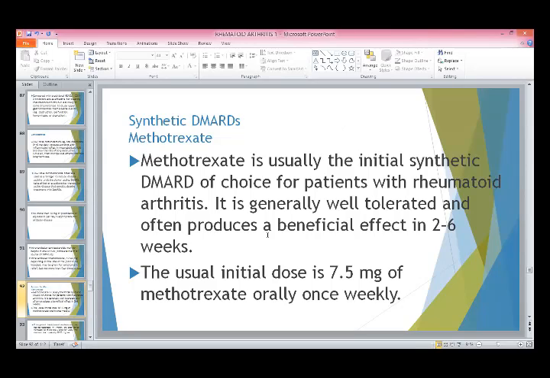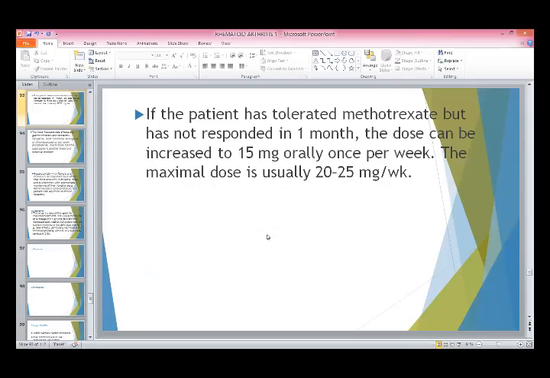The dose of methotrexate is 7.5 milligram once weekly. If the patient has tolerated methotrexate but has not responded in 1 month, the dose can be increased orally per week. The maximum dose is 20 to 25.